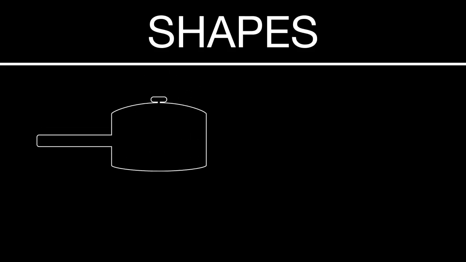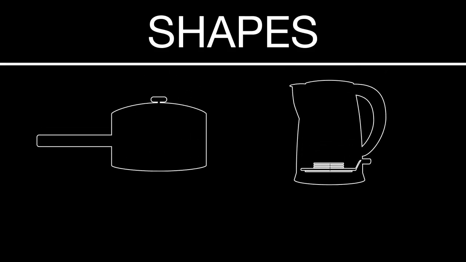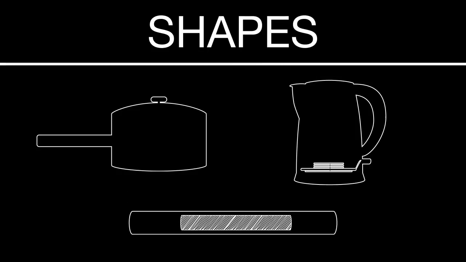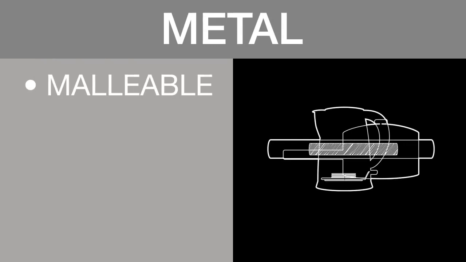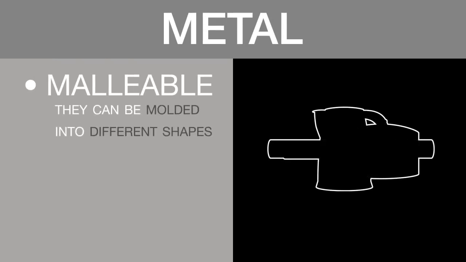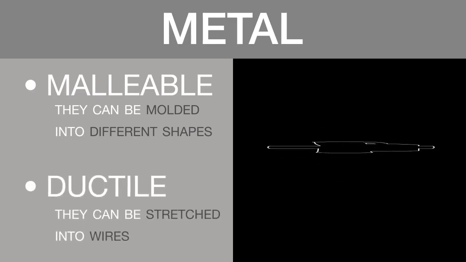The pot, the heating element inside the kettle, and the copper wires. Notice that they are very different. Metals are malleable. This means that they can be molded into different shapes. Metals are very ductile. This means that they can be stretched into wires. To fully understand these properties of metals, we must understand metallic bonding.